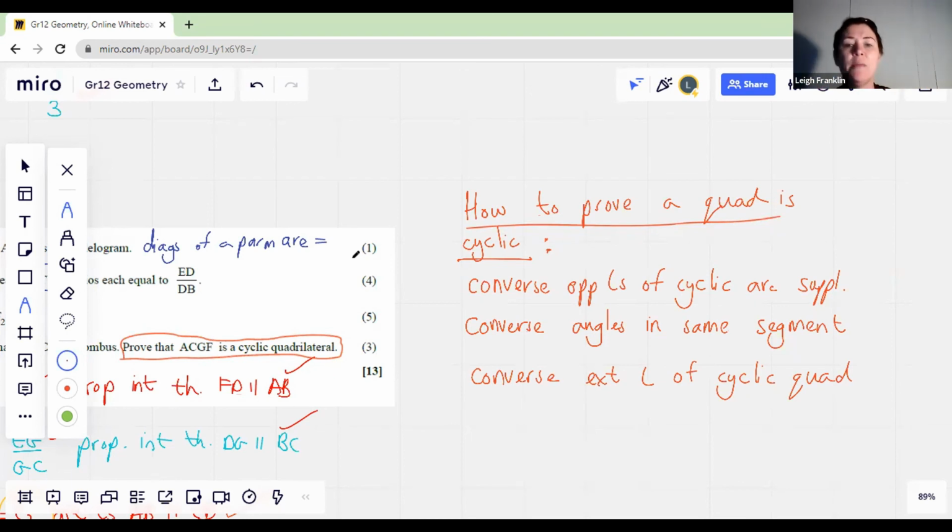They're opposites. It's the same thing with cyclic quads. If a quad is cyclic, then the opposite angles will be supplementary. If a quad is cyclic, then the exterior angle will be equal to the opposite interior angle. If a quad is cyclic, we will be able to use angles in the same segment. So that's why proving that the quad is cyclic has to be done by using a converse. Does that make sense? All right, so we are working backwards.